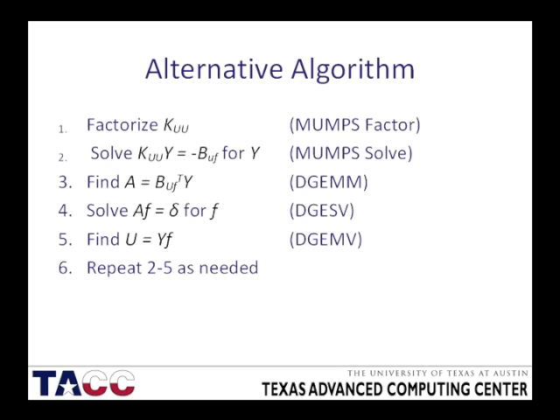So we got rid of this problem of never using the factors for the largest submatrix in the system. After that, we just do a matrix-matrix multiplication and a DGESV solve to get the F values, and then we can find U with just a matrix-vector multiply. So essentially, we end up using MUMPS to do the largest factor and solves in the system, and then a matrix-matrix multiply and a matrix-vector multiply from BLAS, and a DGESV call to LAPACK. And you repeat these as needed for every load, except for the factorization.